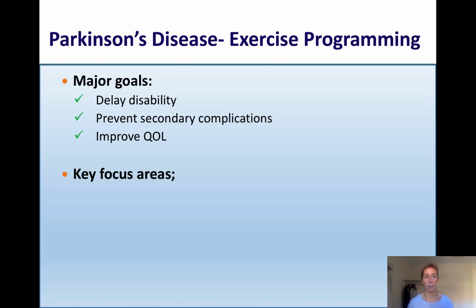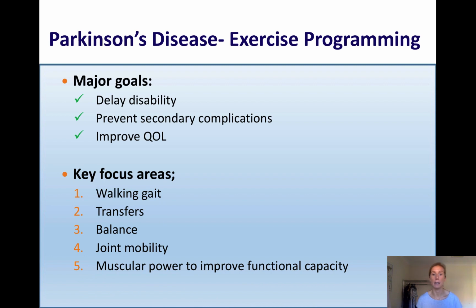Key focus areas, so for Parkinson's, as we kind of just noted there, improving the walking gait, at least maintaining it and preventing any deterioration, trying to build up the capacity to independently transfer themselves, whether that's from a chair to standing, or, you know, thinking about getting in and out of the shower, etc., out of bed in the morning. Balance, joint mobility, and also muscular power, because we know it's muscular power specifically that has a really big transfer to functional capacity.